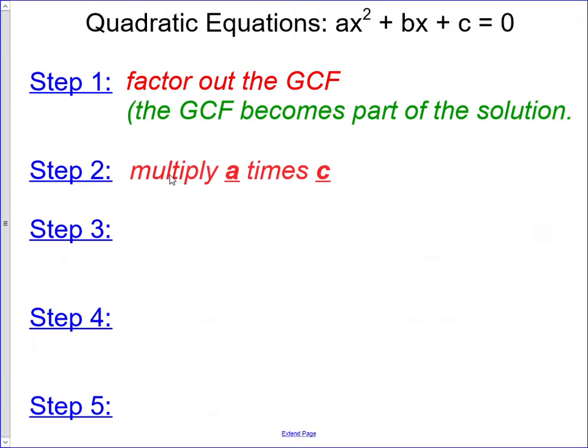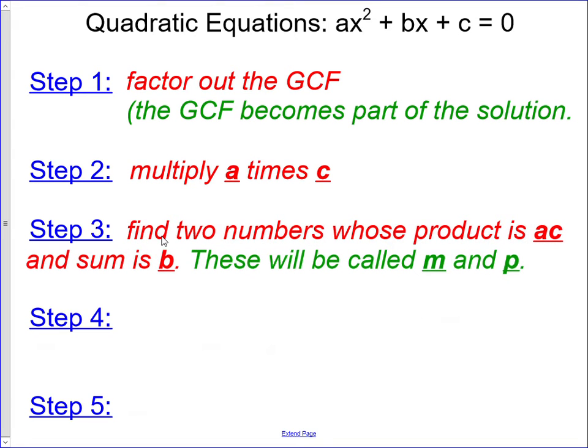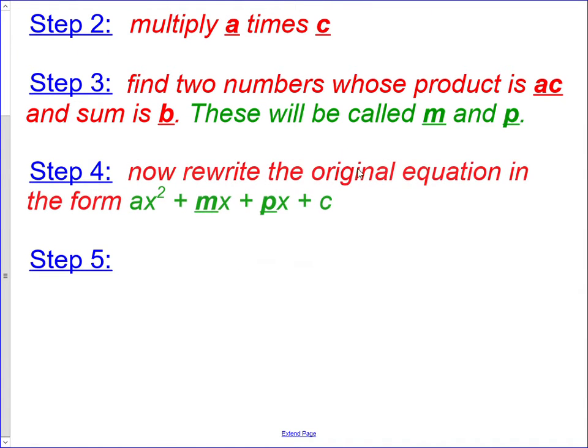The next step, since we still have a coefficient of x squared, is that we've got to multiply it times c. So we're going to multiply a times c. Our third step is to find two numbers whose product is ac, or a times c, and whose sum is b. These will be called m and p. Step number 4 will be to rewrite the original equation in the form ax squared plus mx plus px plus c. And then the last step will be to group and factor, and don't forget your greatest common factor.